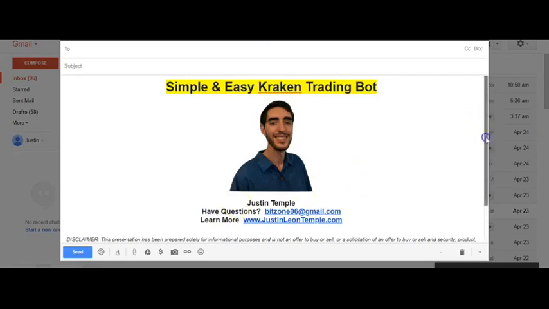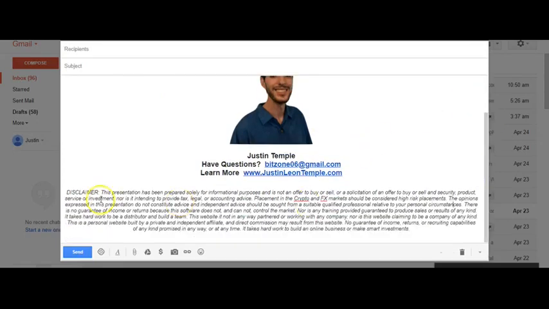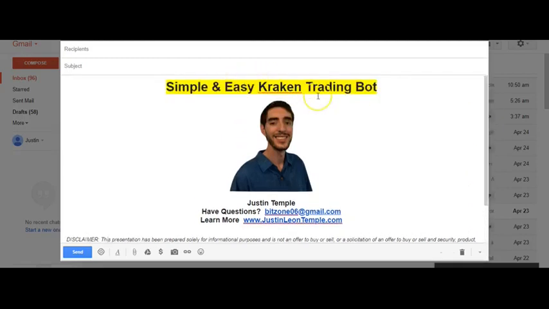But before I do, a real quick disclaimer: you're going to see some trades. I'm going to show you some examples of some trades, and you're going to see some income. You're going to see some closes on some trades, and there's no guarantee of income. Just because I've seen some results does not mean you're going to. There's no future guarantee of income as well. So let's get into this simple and easy Kraken trading bot.